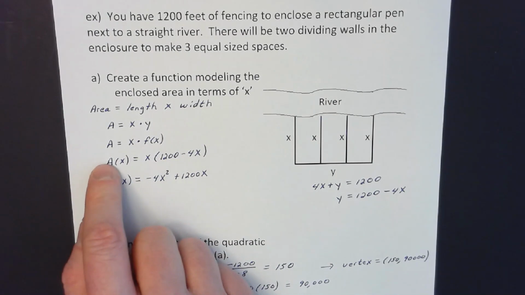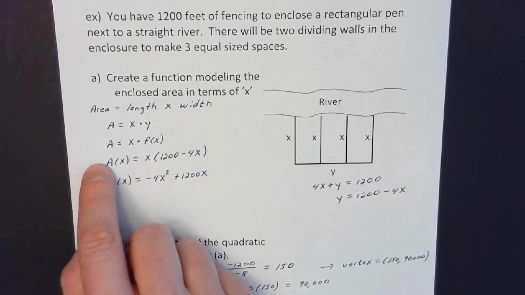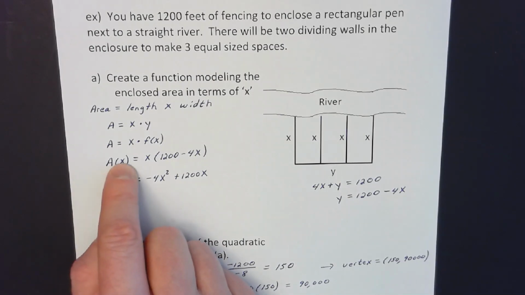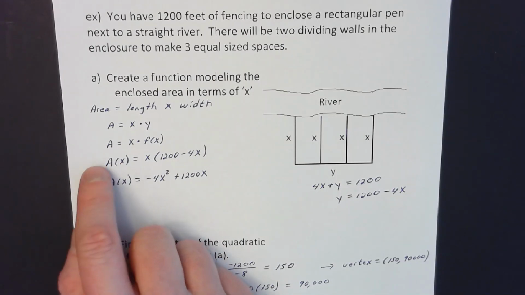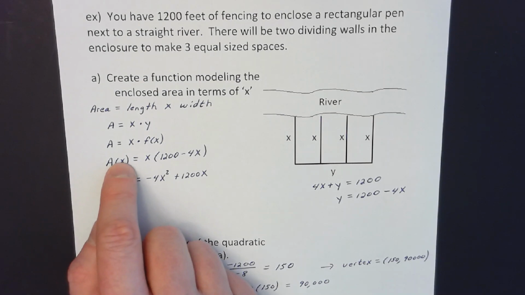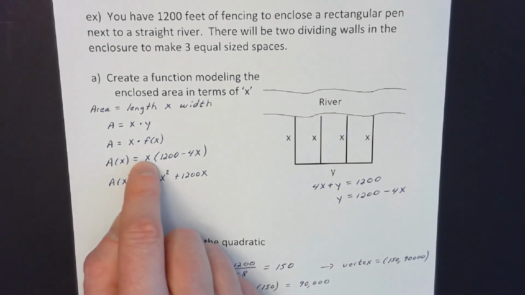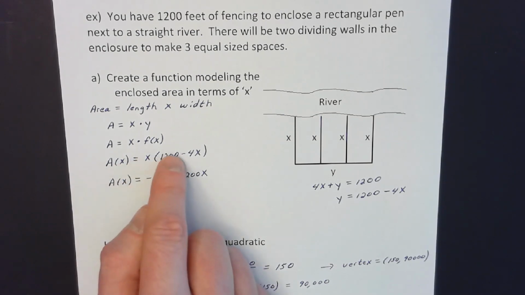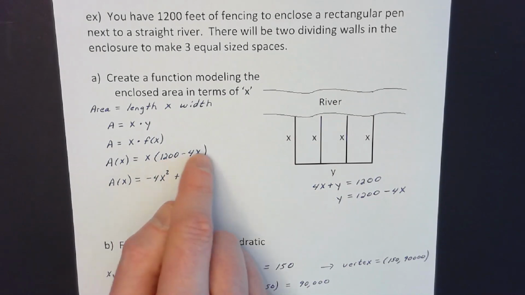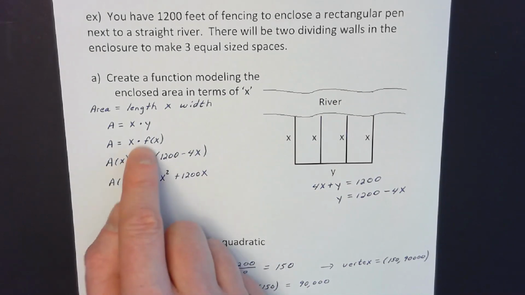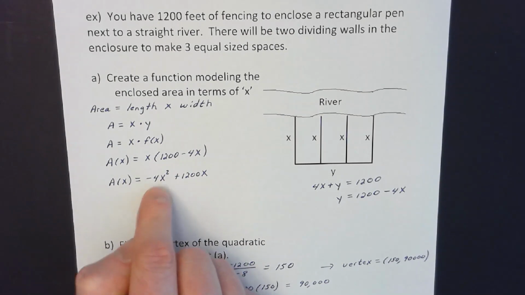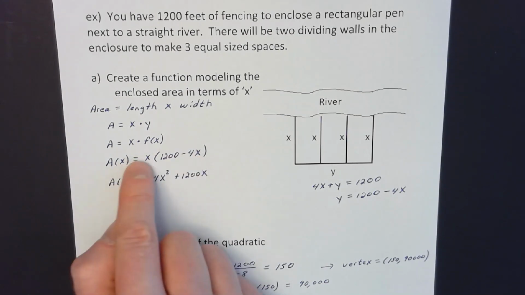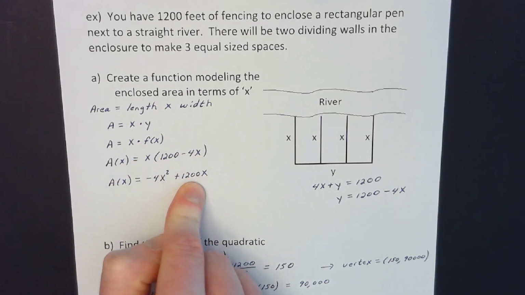Please don't think of that as a times x. Some students mistakenly think, well, why is he saying a times x? I'm not. This is function notation. Area with respect to x is equal to the length x times the width 1200 minus 4x. At that step, I went ahead and distributed the x through, and I put it in descending order to get a negative 4x squared plus 1200x.